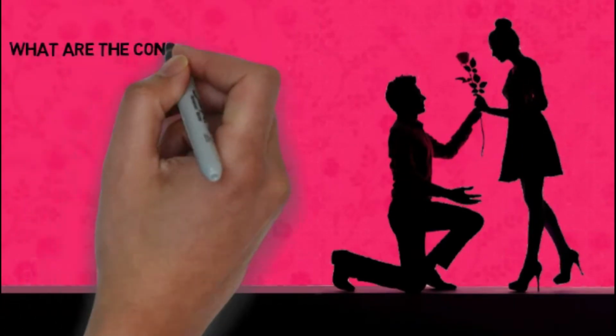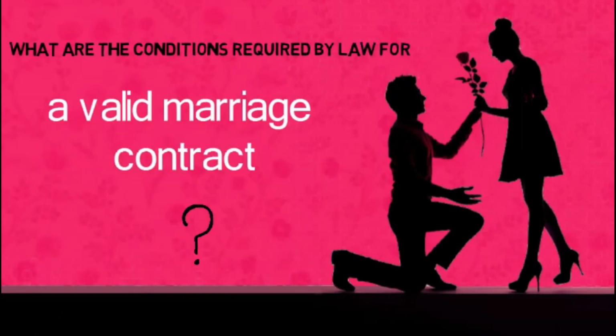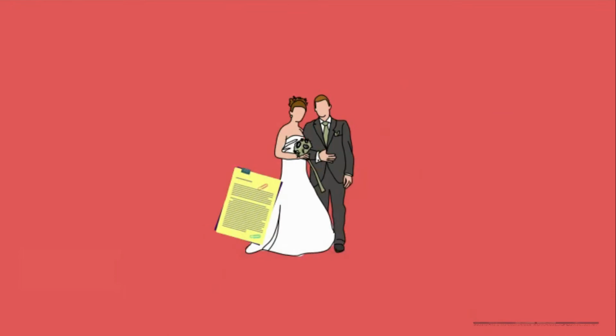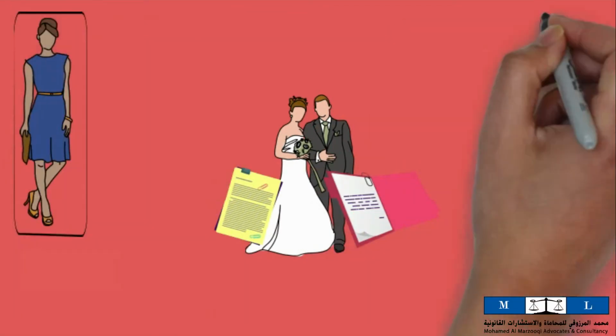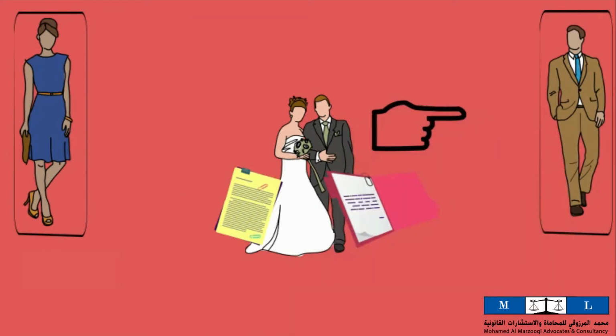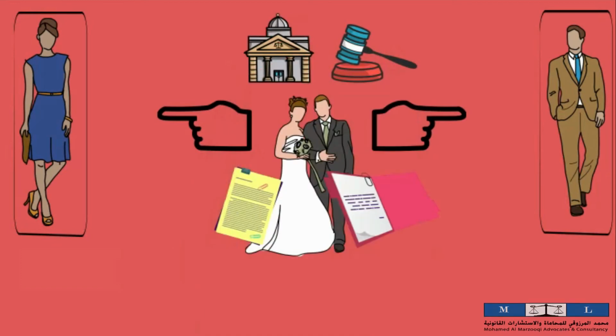What are the conditions required by law for a valid marriage contract? The couple can add and set their own conditions in the marriage certificate. These conditions will be binding for both of them and they must be fulfilled. A spouse can oblige the other spouse to execute the conditions legally, meaning via the court system.